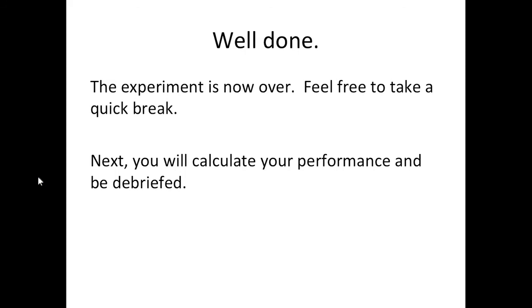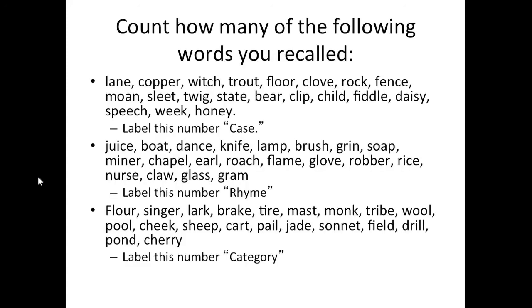Okay, so you should have words written down, and you could take a break because that's a lot of words. But let's calculate how you did on the experiment. If you recalled any of these first lists of words, land, copper, witch, trout, floor, label that number. Label the number of words that you got from this first category as case words. Then you'll label the number of words you got in this second category as rhyme words. And then the last category you've got here is the number of words you've got that are category members.